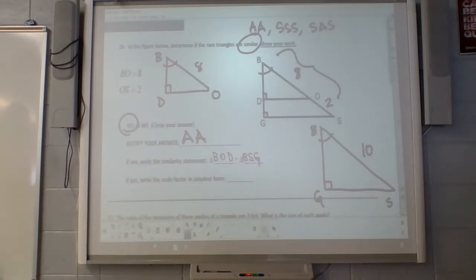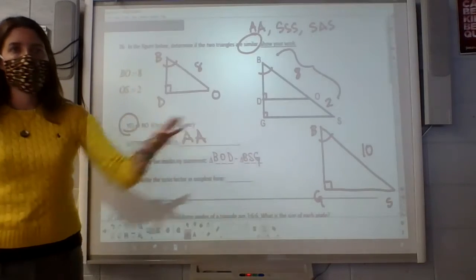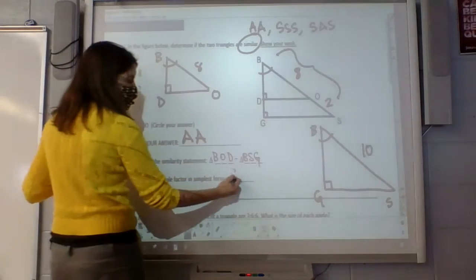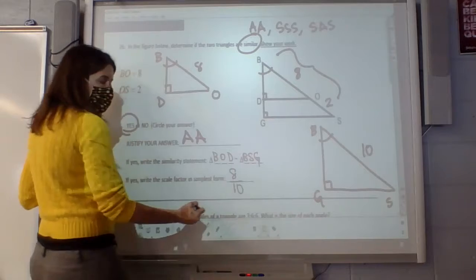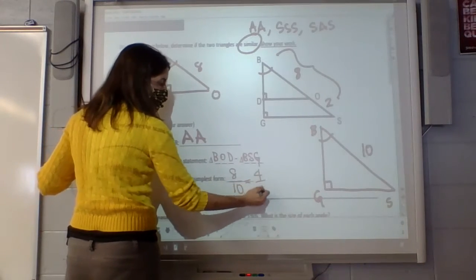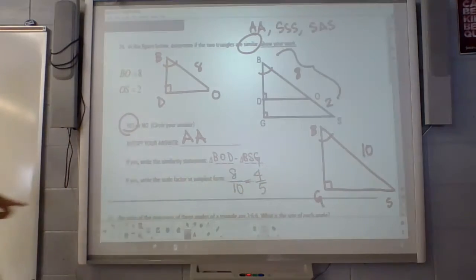Then they want a scale factor. That's comparing the two side lengths we know. So I know 8 and then I know 10. So I just basically make that a fraction. 8 over 10, so this is a 4 to 5 scale factor. That would be true for all the sides in the figure.